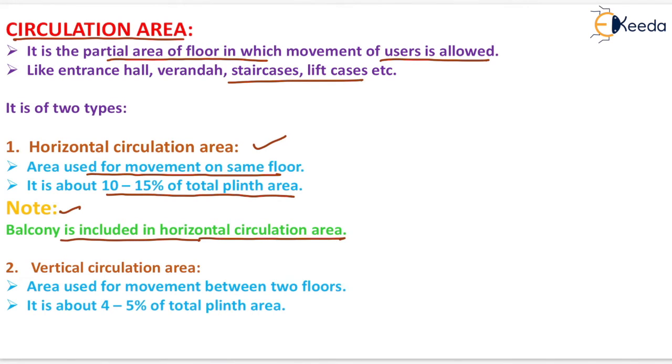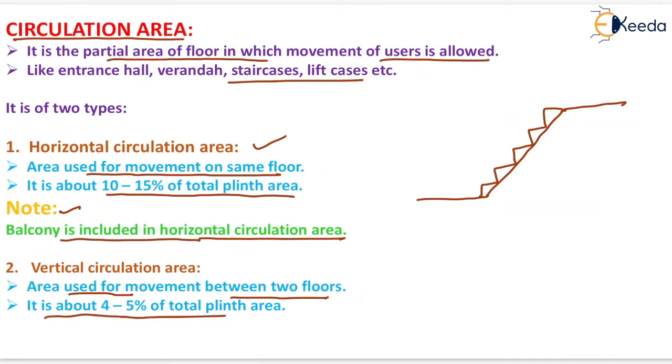Now the next one is vertical circulation area, the area which is used for movement between different floors. Now the area which is used for the movement between different floors is known as vertical circulation area, like this. It is about 4 to 5% of the total plinth area.